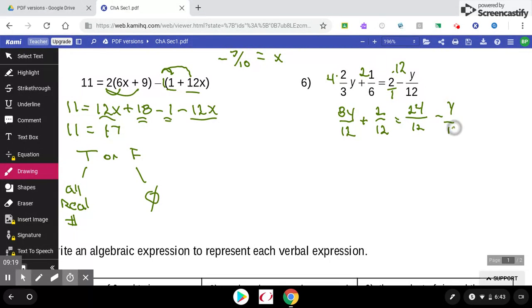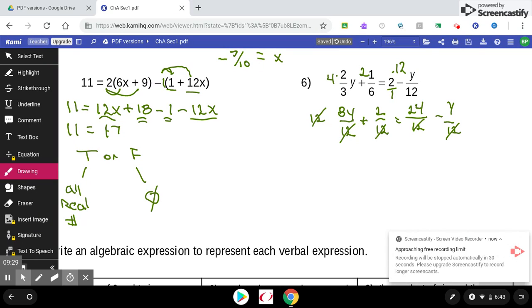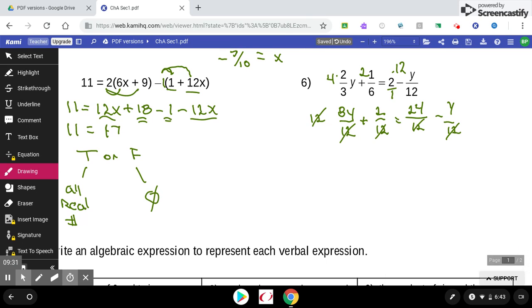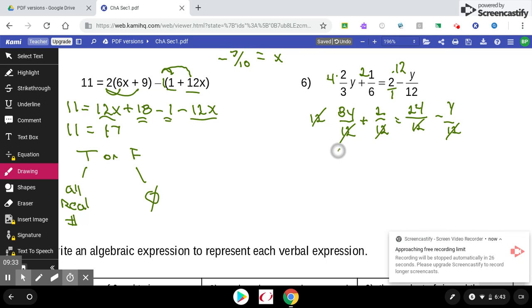Well, guys, how do you get rid of it? Divided by 12. You multiply by 12. And if I multiply one part by 12, I got to multiply everything by 12, which would make all the 12s cancel. So really convenient. Once you get common denominators, you basically get to ignore them. So that leaves me an 8y. That leaves me a 2. That leaves me a 24 and a -y.